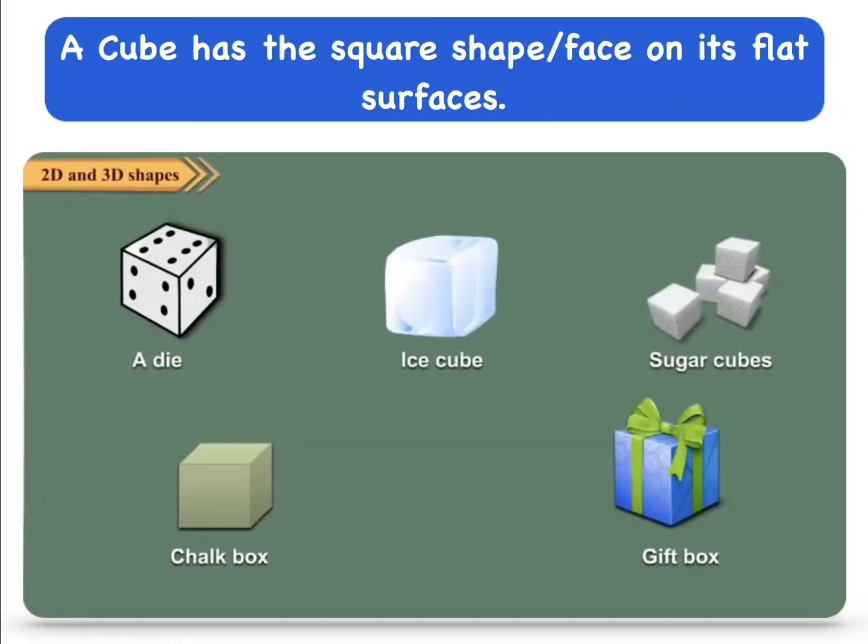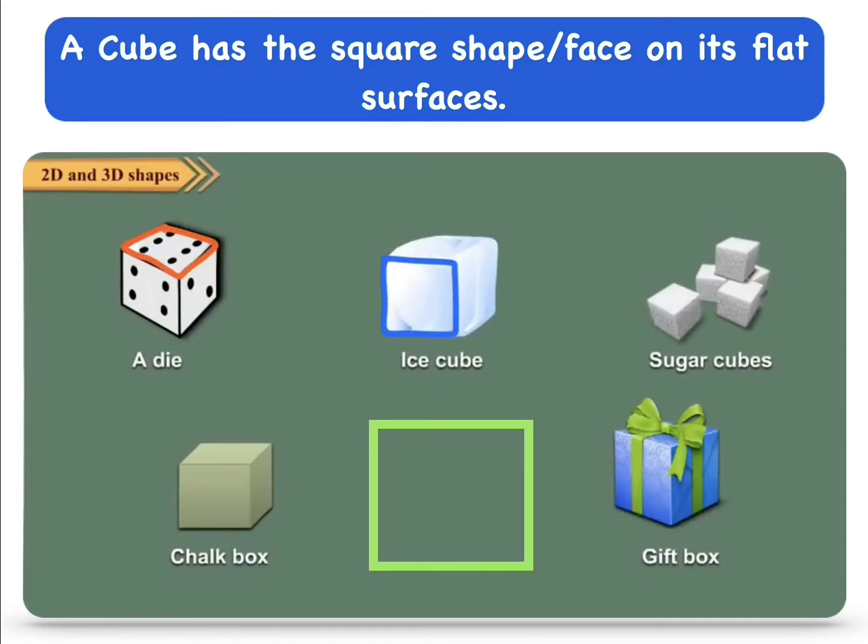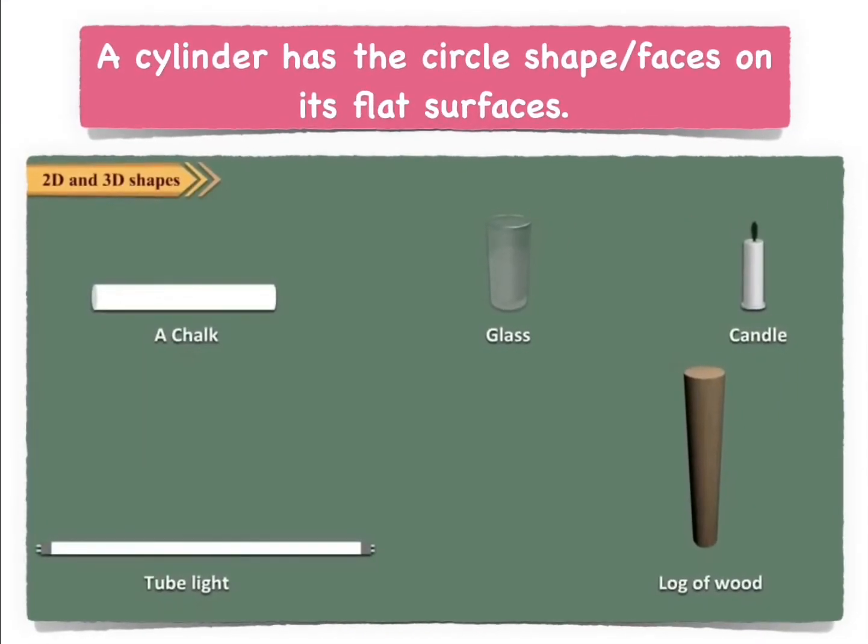A cube has a square face on its flat surfaces. It can also be found in many objects around us, like a dice, an ice cube, sugar cubes, a chalk box, or a gift box, and many, many more. A cylinder has the circle shape or face on its flat surfaces. It can be found in many objects around us, such as a chalk, a glass, a candle, a tube light, or a log of wood.